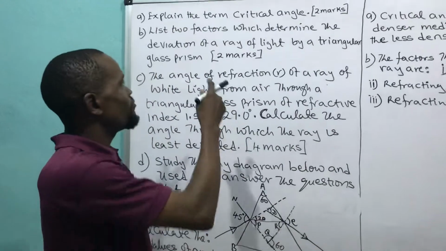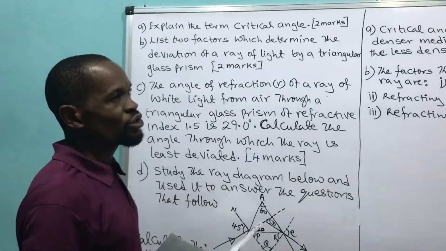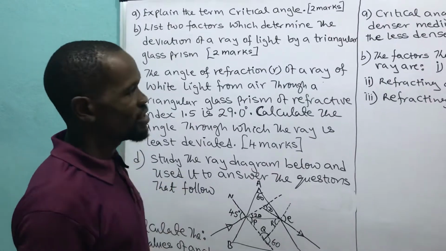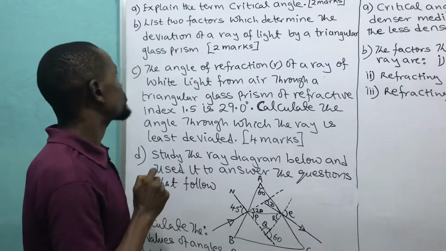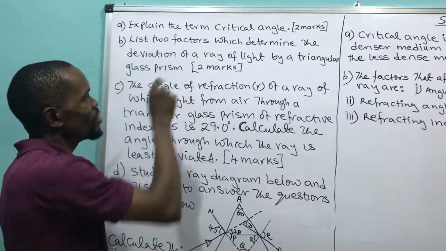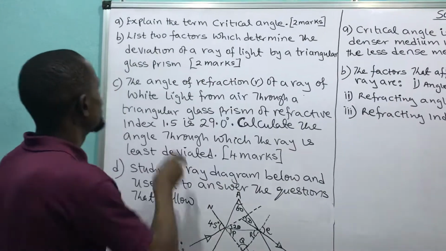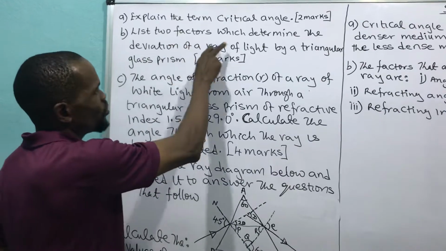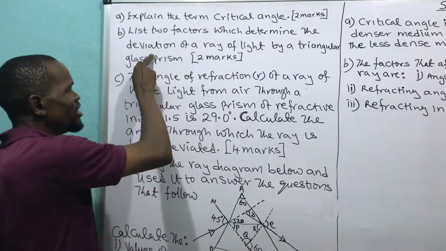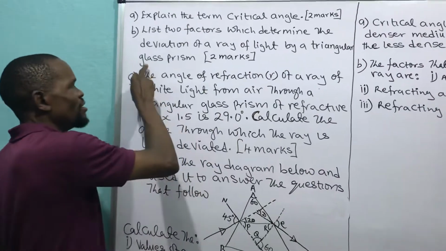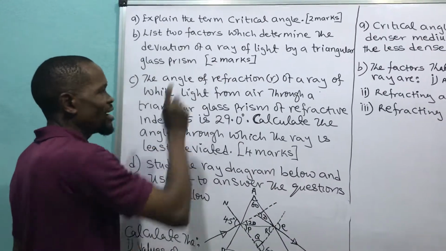Look at what I have for you today. This is a WAEC question from 2012 to 2013 on optics. He said, explain the term critical angle, 2 marks. List 2 factors which determine the deviation of a ray of light by a triangular glass prism, 2 marks.